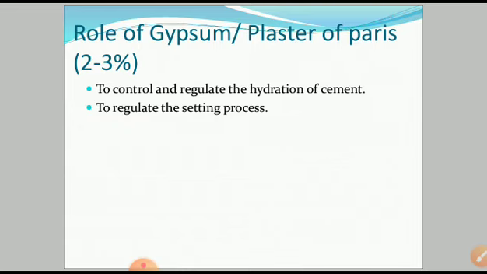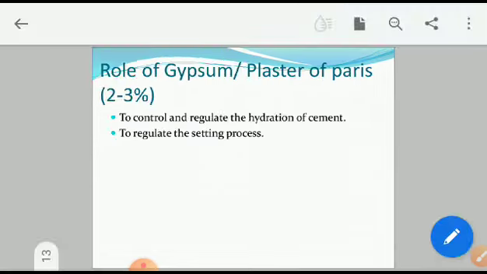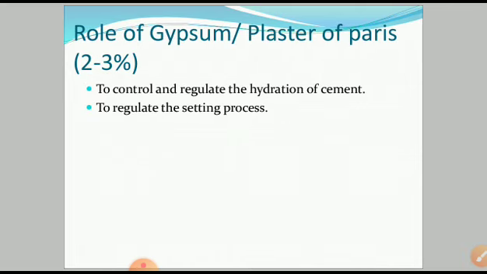If the C3A content in the cement is more, then what happens? The flash setting problem, that is early setting of cement, will happen. And for preventing this early setting, we use gypsum in the cement so that we can reduce the flash setting problem of the cement, and also we can regulate the setting process of the cement as well as the concrete.